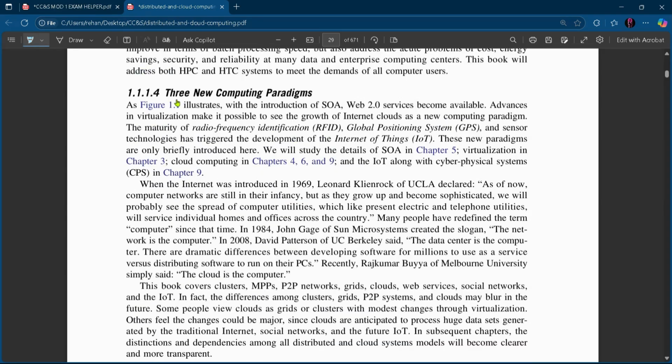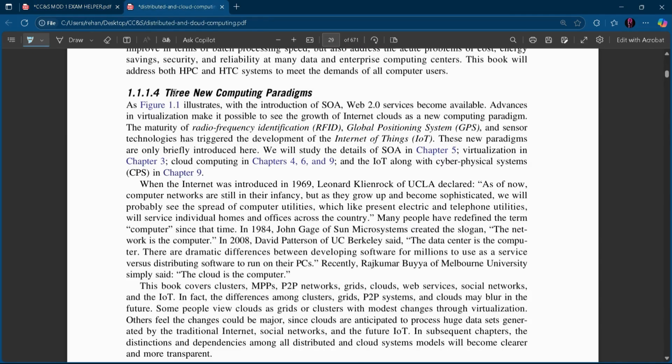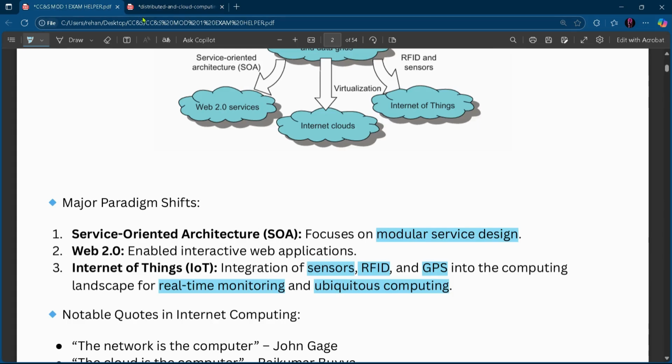And in the textbook we have this topic, the three new computing paradigms. Those are nothing but the major paradigms. First one is SOA. It focuses on modular service design. We will study SOA in detail. Since they have told that SOA will be studied in detail in chapter 5, which is probably in module 3 or 4, you don't have to write much about it. Obviously they won't ask much about this. Even if they ask, when you study that module, you can write the content over here. For now, just understand that it focuses on modular service design.